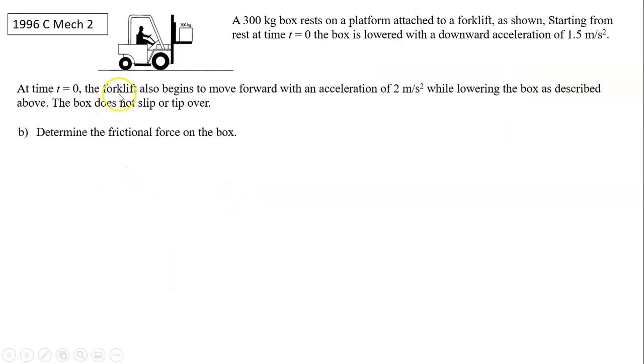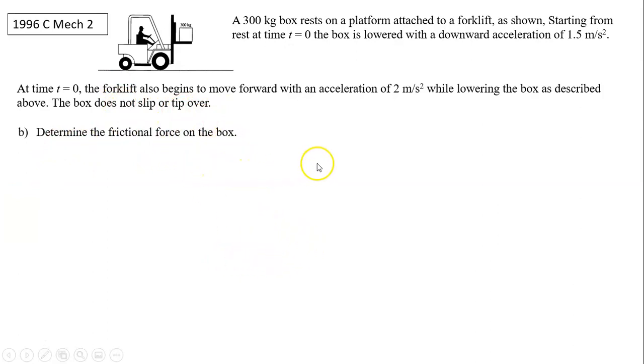Continue. At time t equals 0, the forklift also begins to move forward with an acceleration of 2 meters per second squared while lowering the box. So the box is moving in two dimensions, moving forward and also moving down. The box does not slip or tip over. Determine the frictional force on the box.